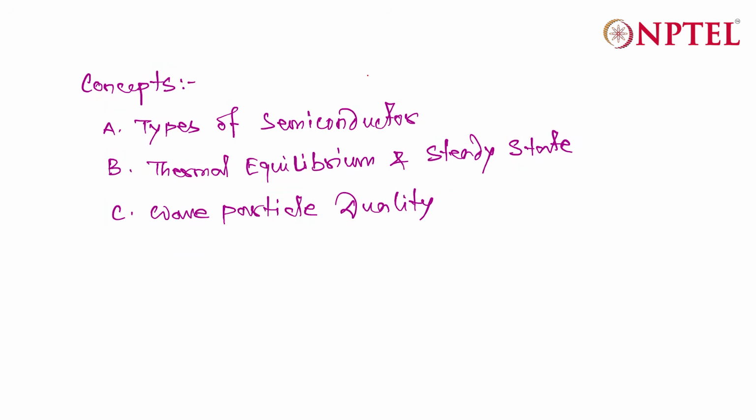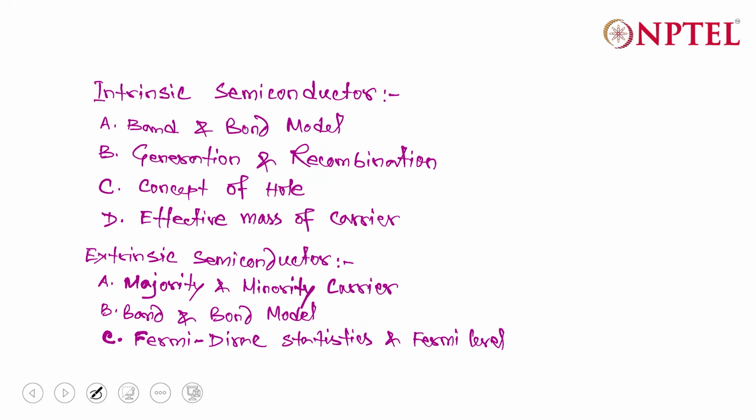Now, in this equilibrium carrier concentration concept, we will see what are the types of semiconductor. We will also see what is thermal equilibrium and steady state. I already have shown you the term equilibrium, so we will see what is thermal equilibrium and steady state. We will also see what is wave particle duality, because it will help us to understand the physics.